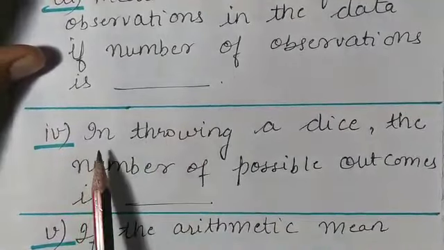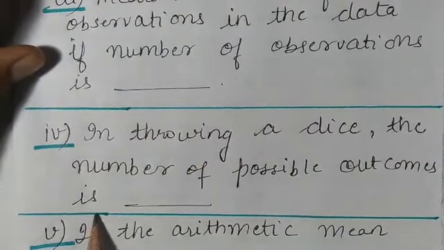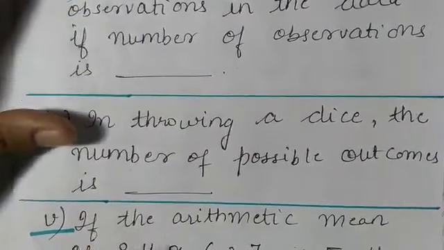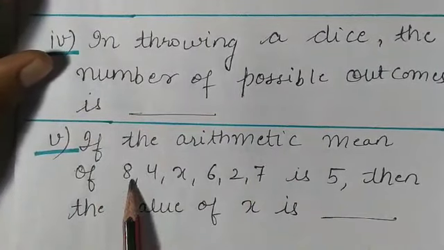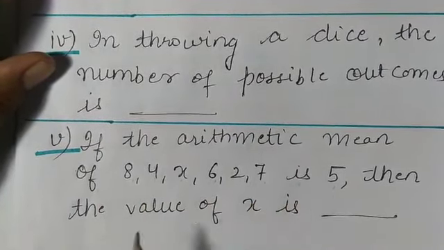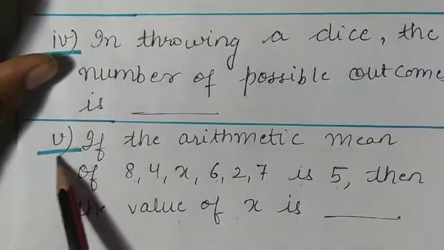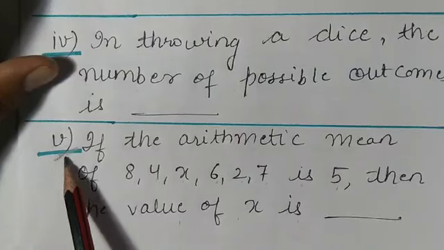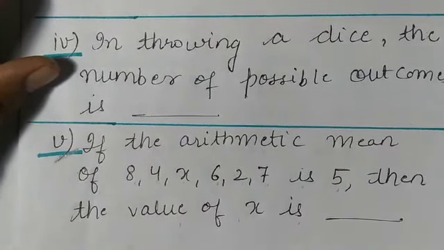Fourth part you have is in throwing a dice, the number of possible outcomes is dash. Fifth, if the arithmetic mean of 8, 4, x, 6, 2, 5, 7 is 5, then the value of x is dash. This is a different type of question. Try to solve it. Otherwise, I will provide you the solution in the next lecture.